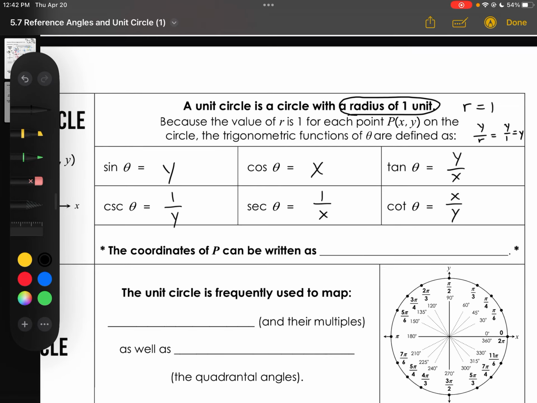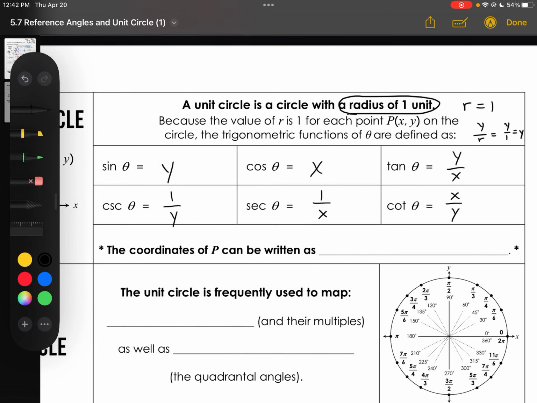The second piece to note here is that for xy coordinates, because cosine is equal to x and because sine is equal to y, we can now write our ordered pair, instead of x comma y, as cosine comma sine.